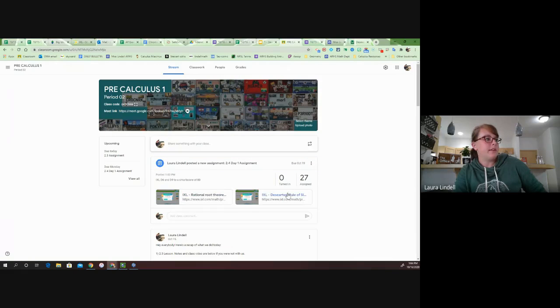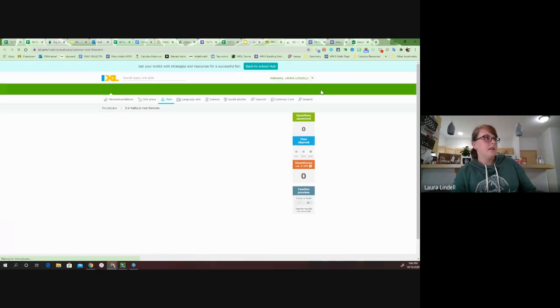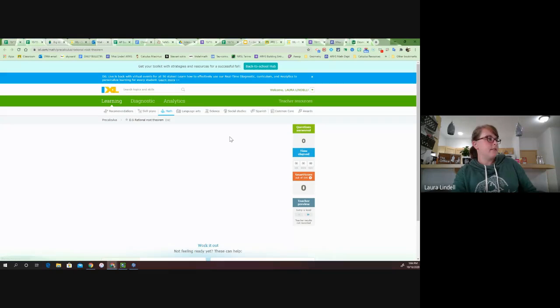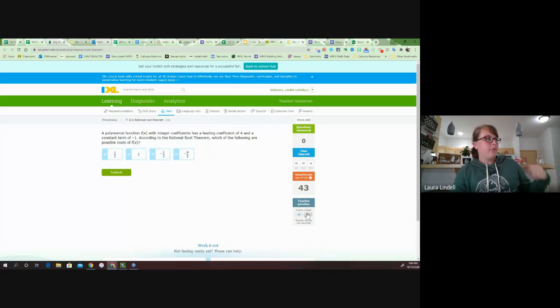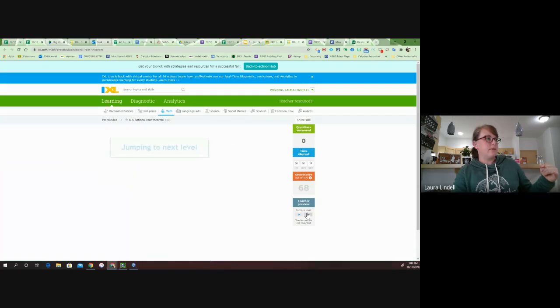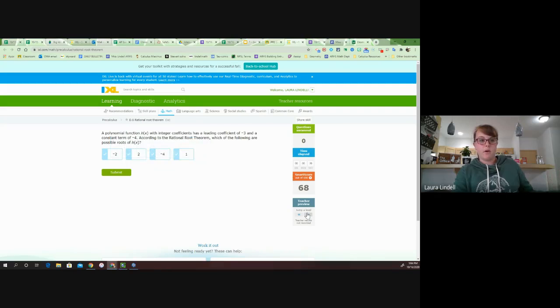Okay, so we got two IXL sections, one on the rational root theorem, one on Descartes' rule of signs. Rational root theorem one looks like this. Polynomial with integer coefficients, it tells you the leading coefficient and the constant term. And so then you have to select which of the following could be rational roots of g of x. As we go through this, it'll ask similar questions with different leading coefficients that might have more factors and more combinations of factors possible.